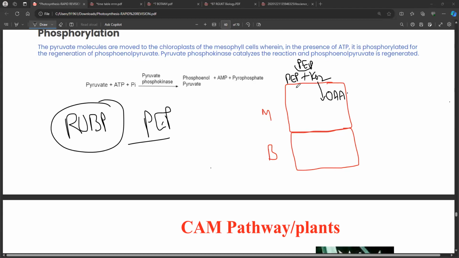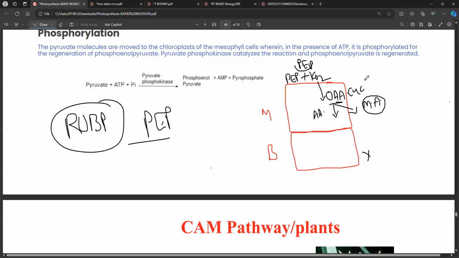Okay. Now, PEP carboxylase combined with carbon dioxide and we get the oxaloacetic acid. Every student remember, unfortunately, oxaloacetic acid can't enter into the bundle sheath. Now, you can ask me why. Very important statement: oxaloacetic acid does not have any active site in order to enter into the bundle sheath. That's why oxaloacetic acid is converted into either malic acid or aspartic acid. Anything it can convert, but most of the time, oxaloacetic acid is converted into malic acid.